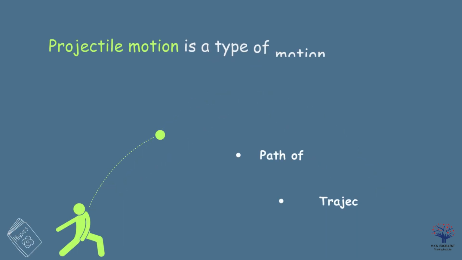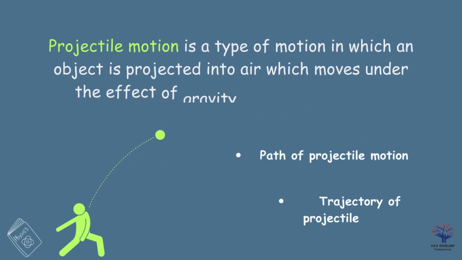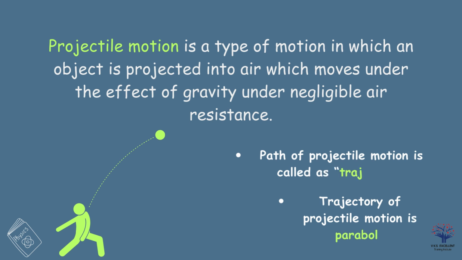Projectile motion is a type of motion in which an object is projected into air, which moves under the effect of gravity, under negligible air resistance. The path of projectile motion is called trajectory. The trajectory of projectile motion is a parabola.